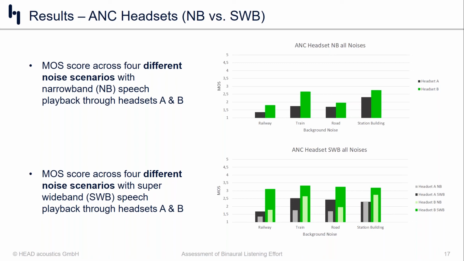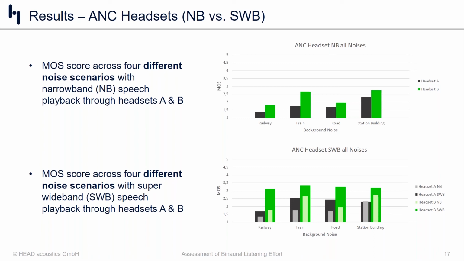Now, specifically, if we're interested in these 2 headsets, we can see that, maybe no surprise, headset B does perform better than headset A. However, the delta does change depending on the background noise scenario. So for instance, with the train noise, headset B is significantly better than headset A, whereas with road noise, the difference is not as severe. But these are the types of evaluation that are now possible for us to do.